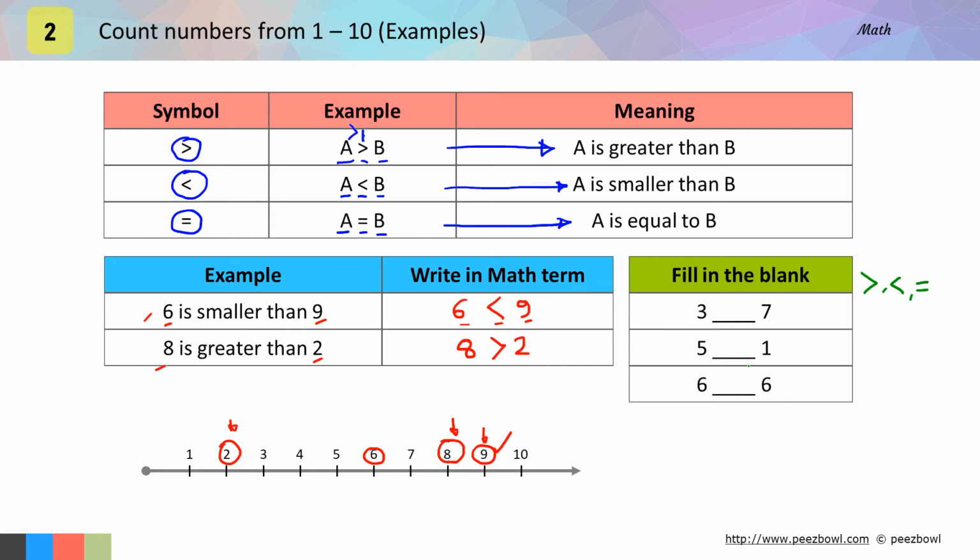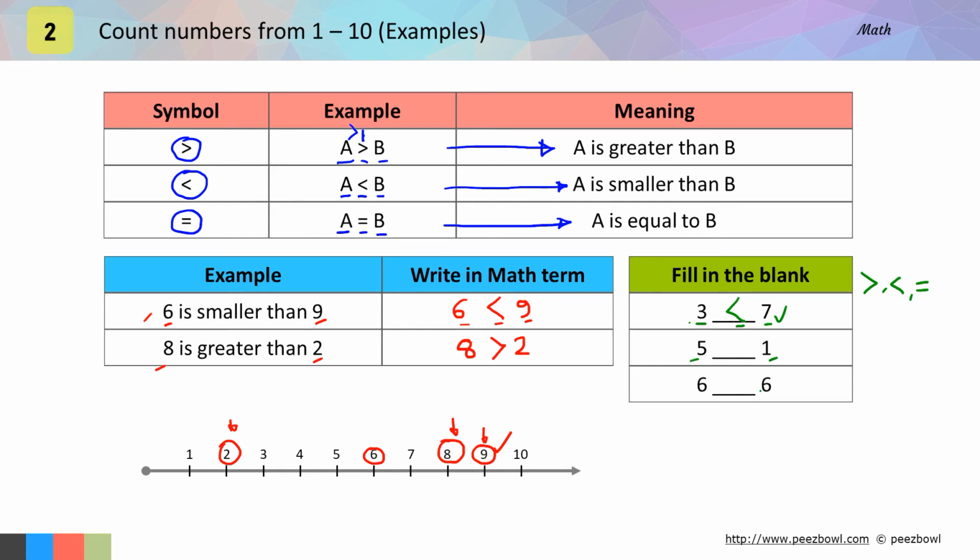In this example, we already know that 7 is a bigger number than 3. So open angle will face towards 7. We read this as 3 is smaller than 7. Okay, I will repeat one more time that open angle will always show bigger number and closed angle will show smaller number.